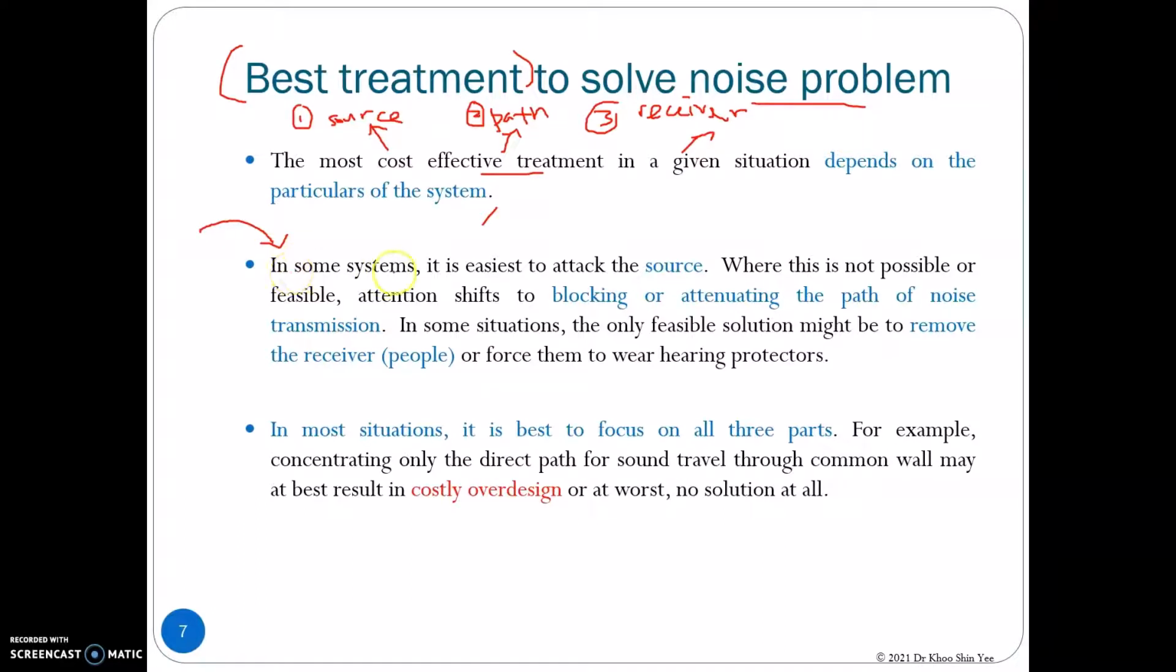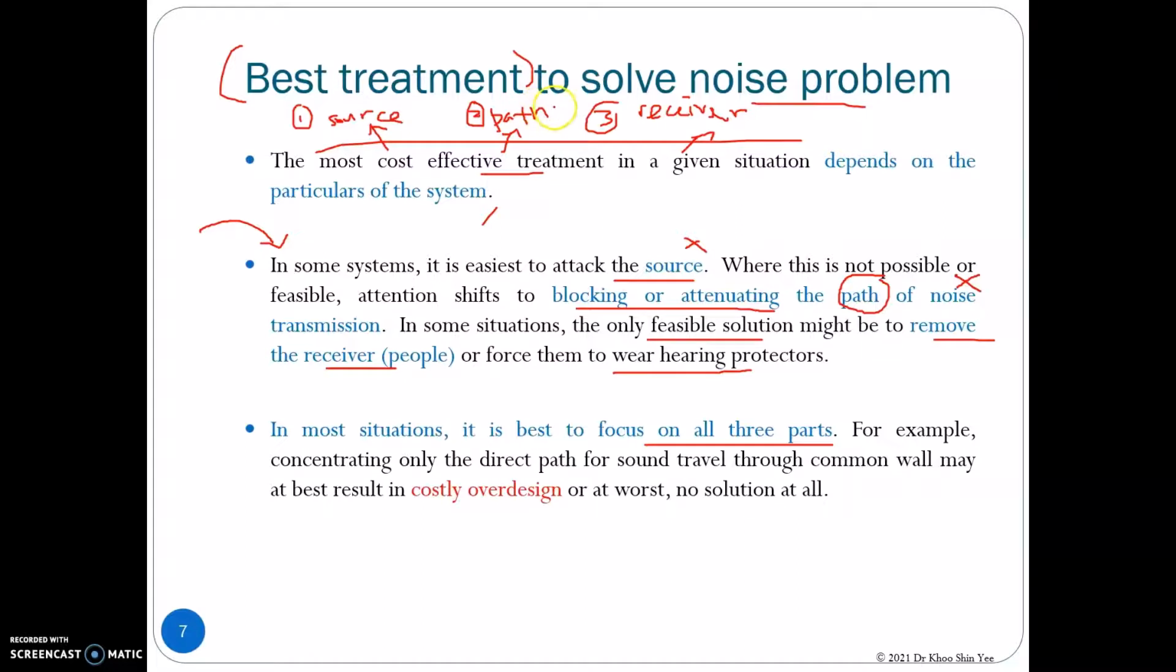In some systems, it is easiest to tackle the source. If this is not possible, then the attention will shift to blocking or attenuating the path of the noise transmission. If this is also not possible, then the only feasible solution might be to remove the receiver or force them to wear some hearing protective equipment. So in most cases, it's best to focus on all three parts to solve the noise problem.